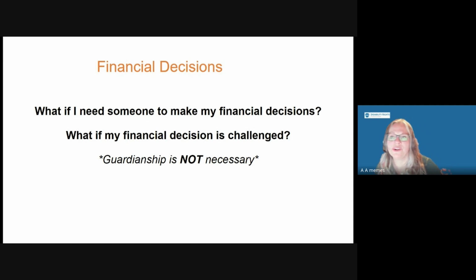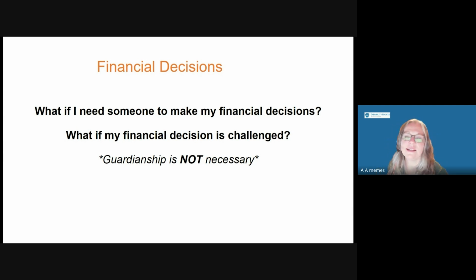Or perhaps you feel like you can and you've been working with your circle of support to make decisions, but then you run into somebody at a bank that says, I'm not going to approve that transaction for you. I'm not going to give you a loan, or I'm not going to allow you to do this or that because I don't believe that you have capacity to make those decisions.